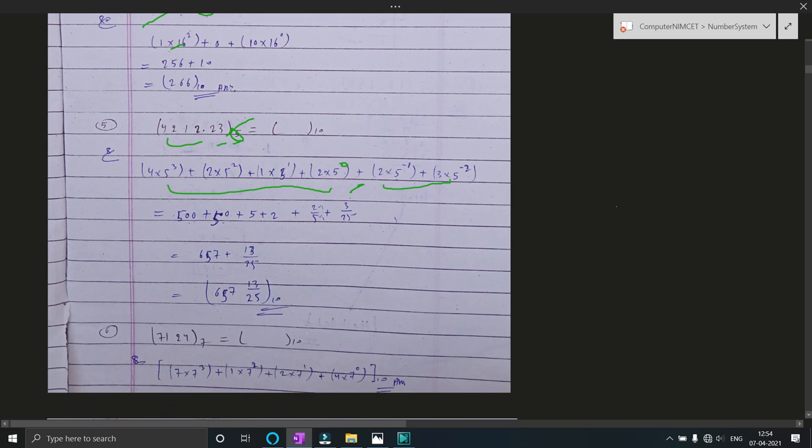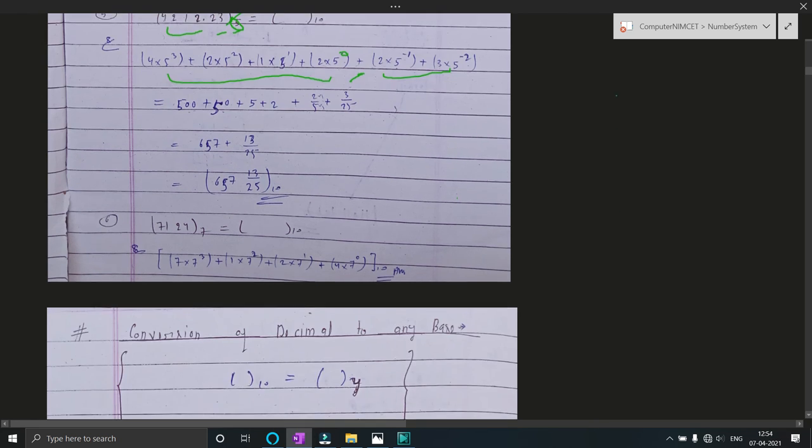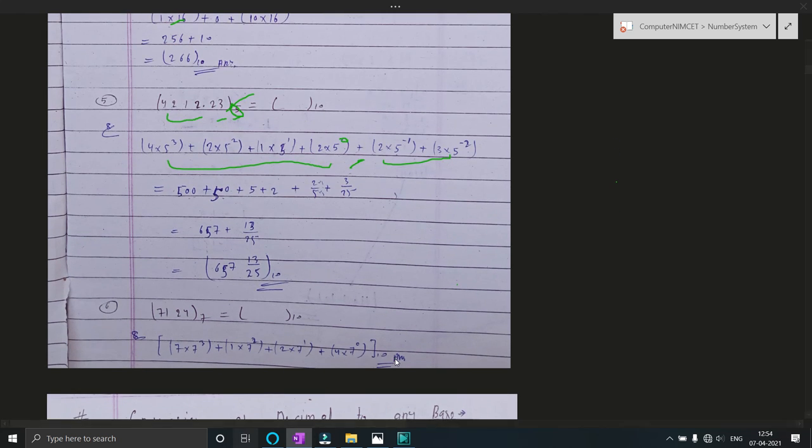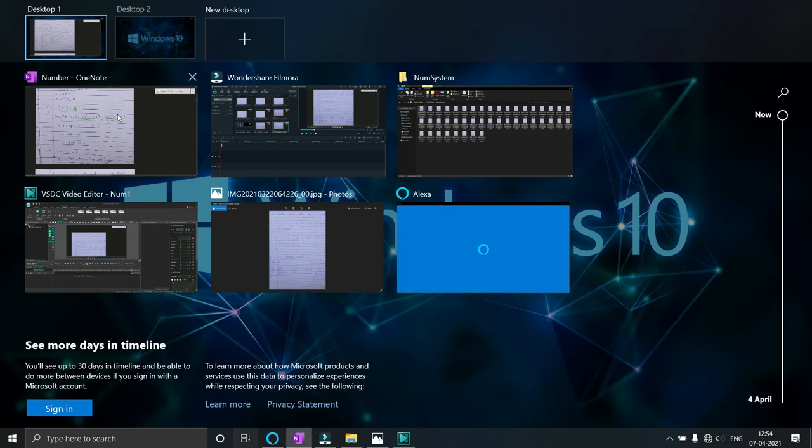Now let's take another question. Base 7 to base 10 we need to convert. So how will we be converting it? 4 into 7 power 0 plus 2 into 7 power 1, and 1 into 7 square, and so on like that, 7 cube. Now this number is in decimal form. So I hope with these examples the things will be very clear.